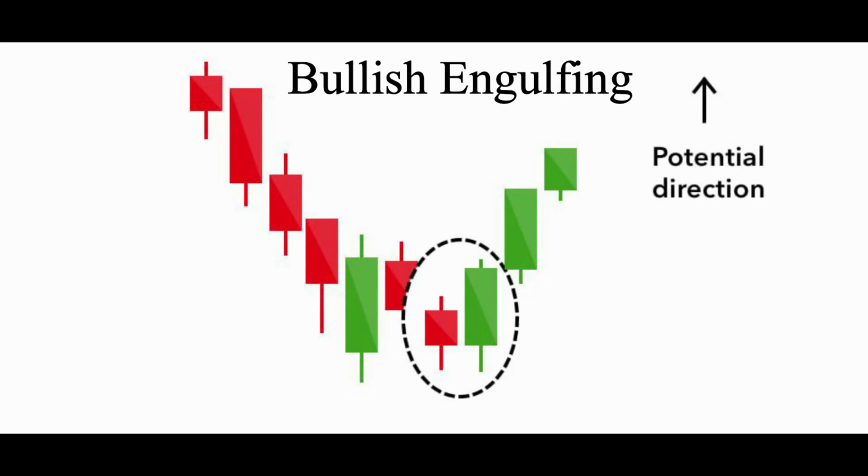Bullish engulfing. It's formed over two candlesticks. The first one is a short red body that is completely engulfed by a large green candle, as the second opens lower than the first, but the bullish market pushes the price upward.